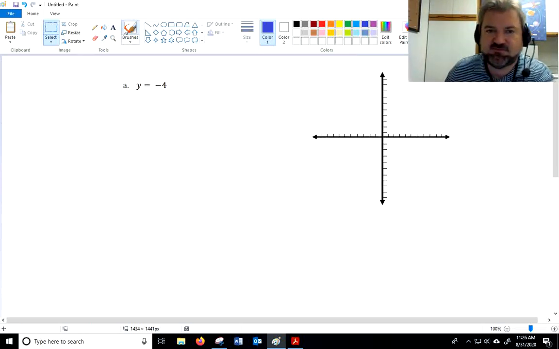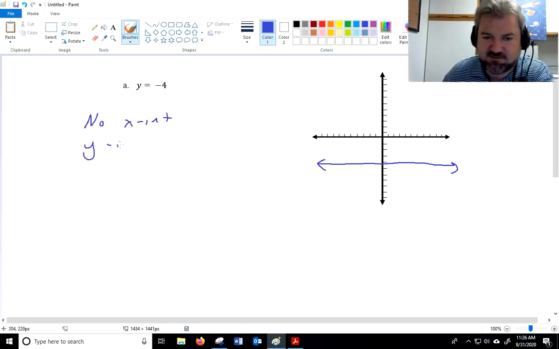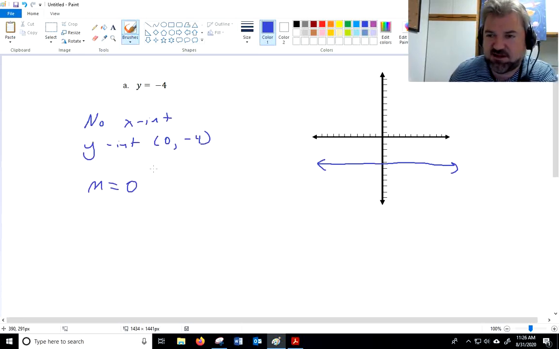All right, y is equal to negative 4. That is a horizontal line where all the y coordinates are negative 4. So I should have seen a horizontal line right there. It has no x-intercept. It has a y-intercept, obviously, of negative 4. And the slope is 0. So a horizontal line has a slope of 0.